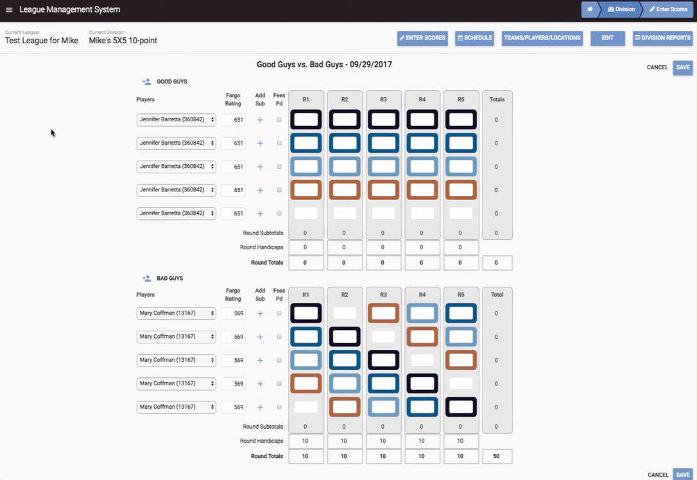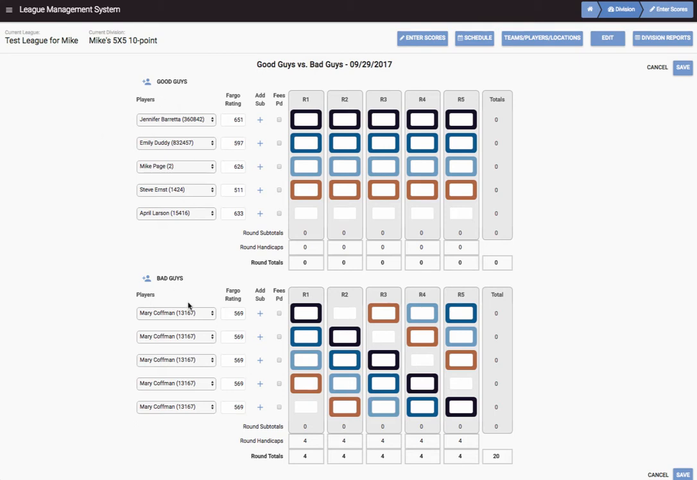So let me just give you an idea how this works. This is a screen in LMS where a league operator would be putting in players and scores and so forth. So this is the good guys versus the bad guys. The good guys have a certain roster here, and you can see who's on the roster. Jennifer Brett is playing in the first spot, then Emily Duddy, then me, then Steve Ernst, then April Larson. As I put these people in these spots, the Fargo ratings have populated, and this is connected directly to the Fargo Rate database. So these are live numbers, and they might have changed yesterday and so forth.